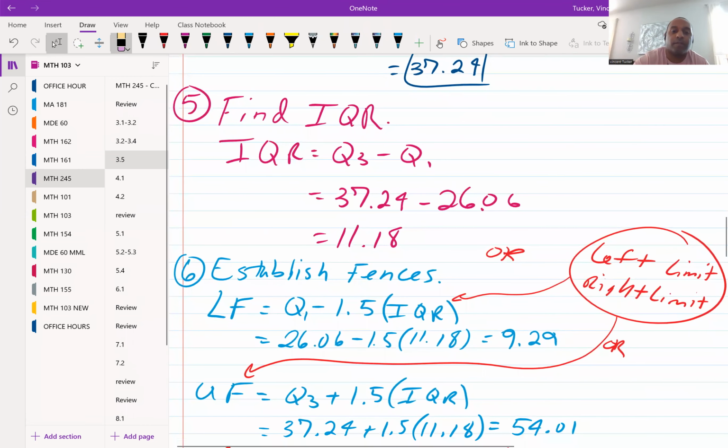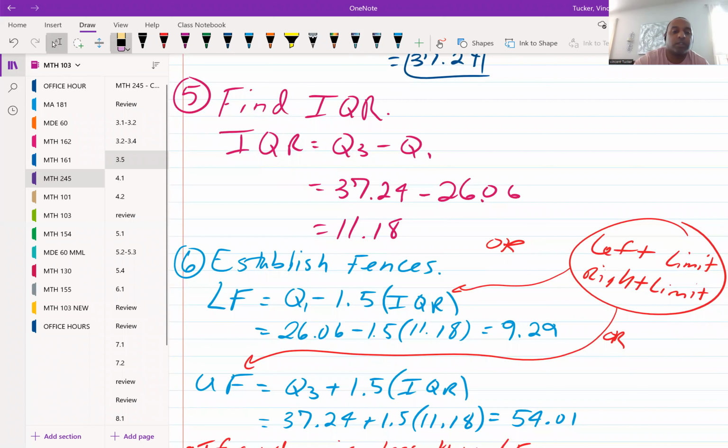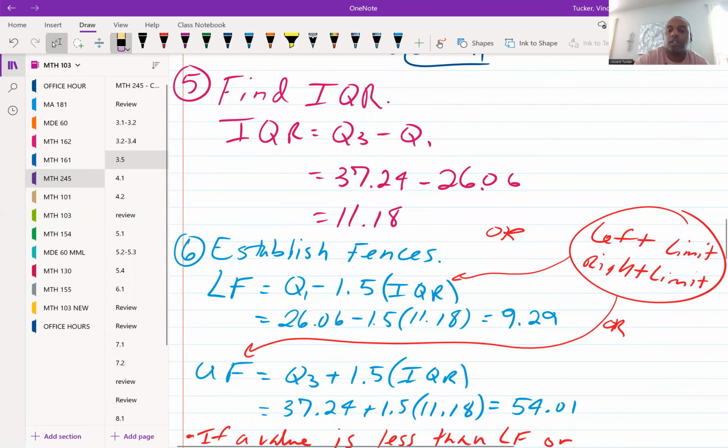Then we can find our fences. Another book calls them limits. Whether you call them boundaries, limits, or fences, it's the same calculation. Our lower fence is Q1 minus 1.5 times the IQR, which ends up giving us 9.29. Then Q3 plus 1.5 times the IQR gives our upper fence, which ends up being 54.05.